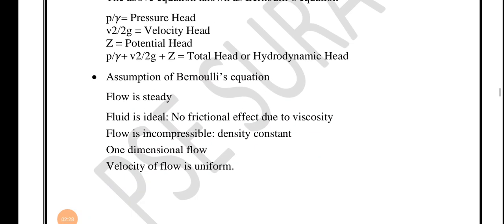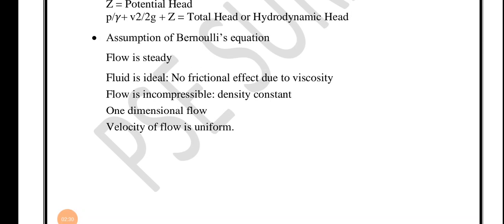Now we will talk about the assumptions of Bernoulli's equation. The assumptions of the Bernoulli equation and the Euler equation are the same. The first assumption is that flow is steady. What is steady flow? When the properties of the fluid flow do not change with respect to time, it is known as steady flow. So here it is considered that flow is steady.